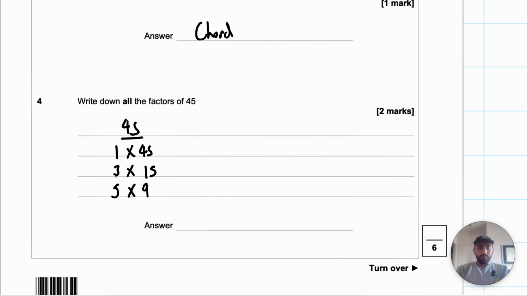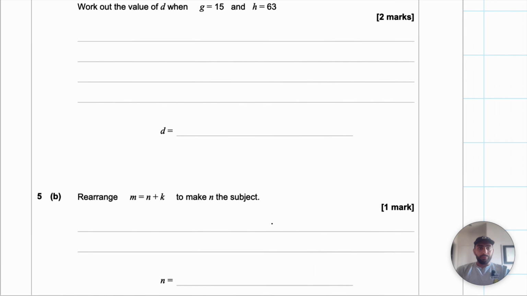6 doesn't go in because if I double this and I half this, that would become 7.5, so that wouldn't work. 7 doesn't go in because it's 49 and 42. 8 doesn't go in, and 9 does go in. And because we already have 9, that's a duplicate, that means we've finished. So you can leave your answer like this, or you could just write it nicely for the examiner: 1, 3, 5, 9, 15, and 45.